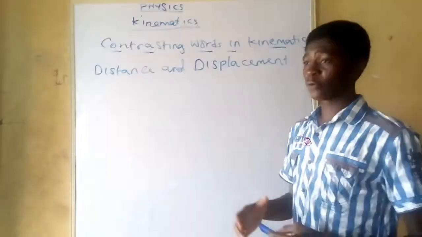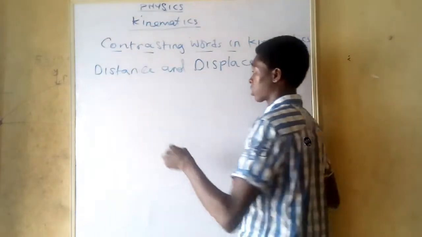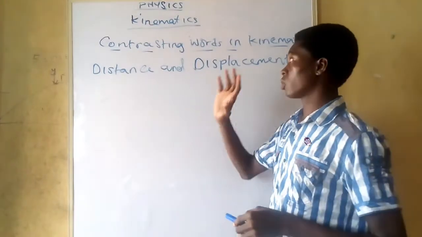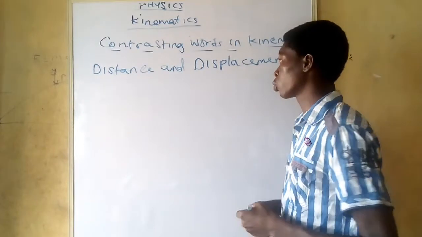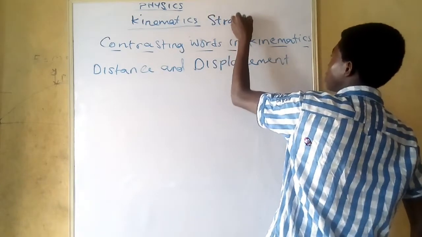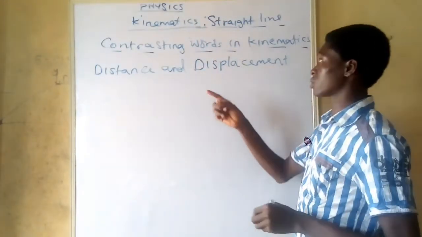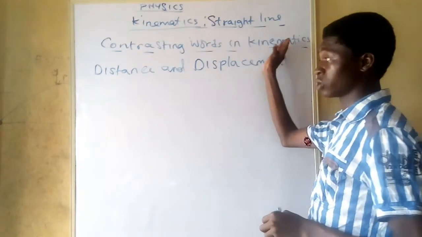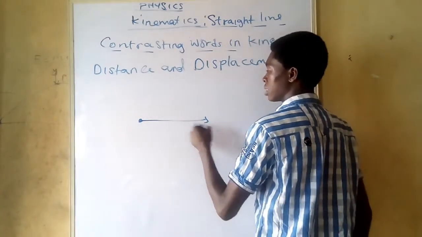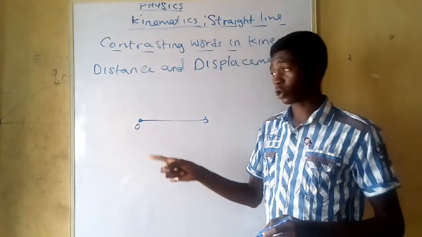For us to know the position of an object, we have to have what we call a reference point, just like in our Cartesian graph. But in this video, we are not going to be talking about kinematics in two dimensions. We are going to be looking at it in one dimension, a straight line. So in kinematics, we are just studying a body that is moving on a straight line. If we take this to be our origin, and then a body moves from here down to this place, the value of x at the origin should be zero, because that's our reference point.